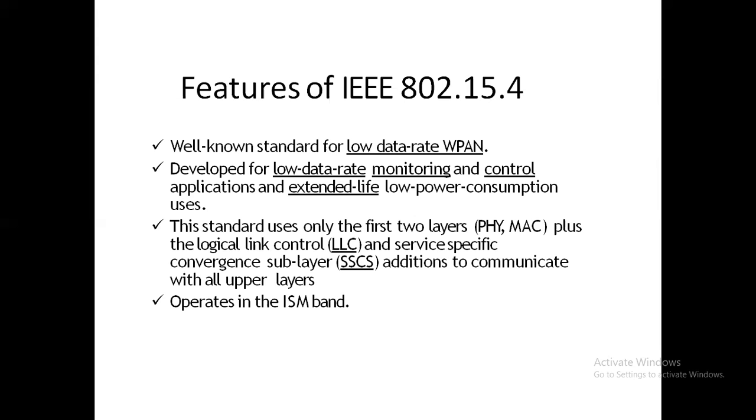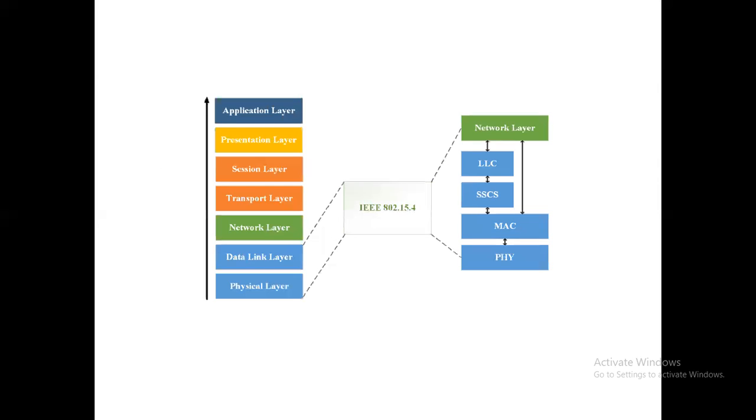The standard uses only the first two layers, the physical layer and the MAC layer, plus the logical link layer LLC and sublayers like the service specific convergence sublayer, SSCS, additions to communicate with all upper layers. It operates in an ISM band. These are the different features available for IEEE 802.15.4.